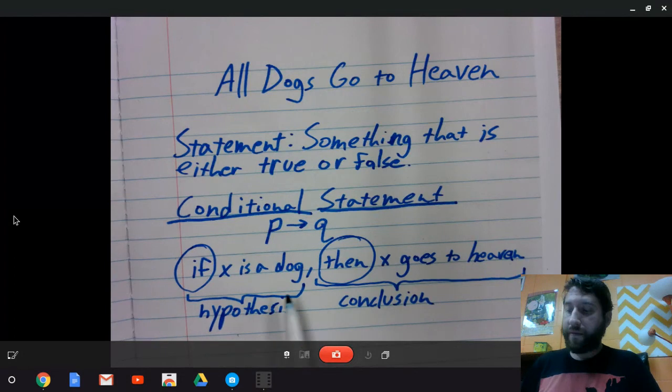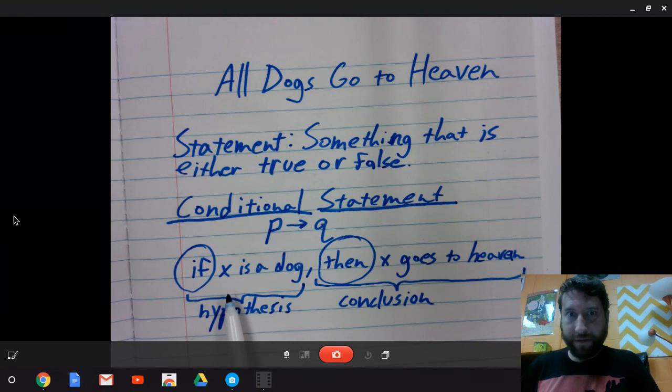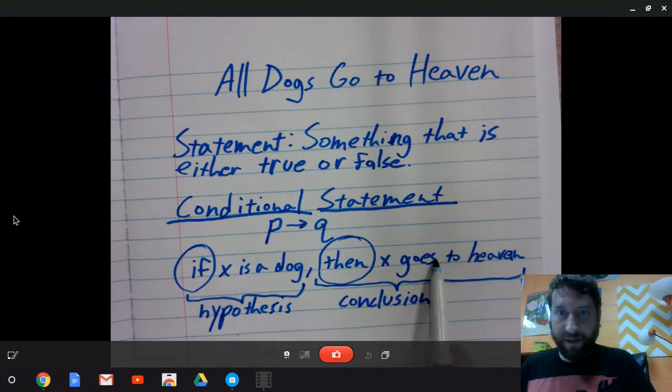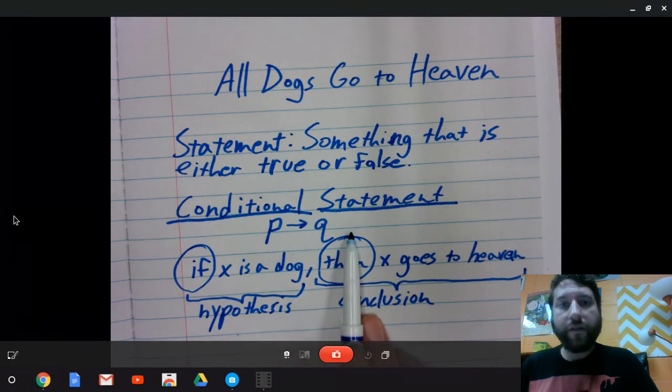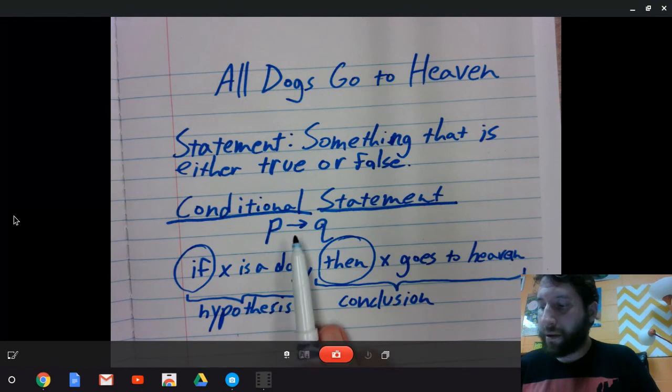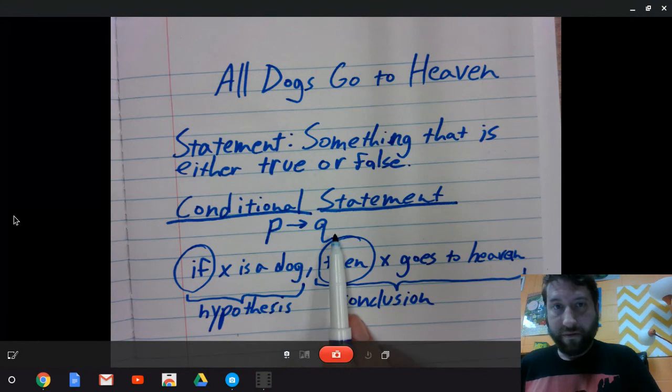All right, so we have hypothesis and conclusion. Hypothesis is what you start out with. You say, if this is true, then this is true. If P is true, then Q is true. That's a conditional statement. P implies Q. If this is true, then this is true.